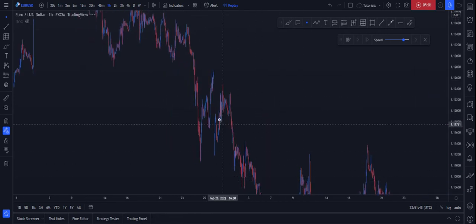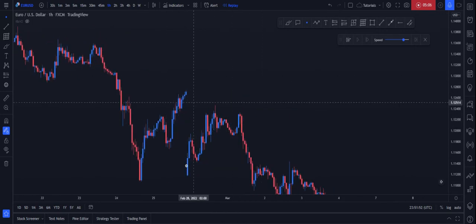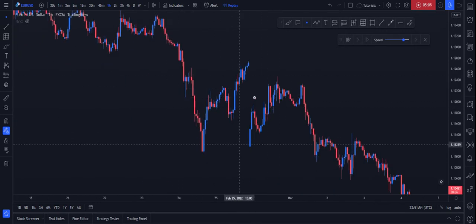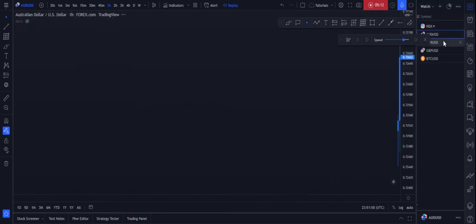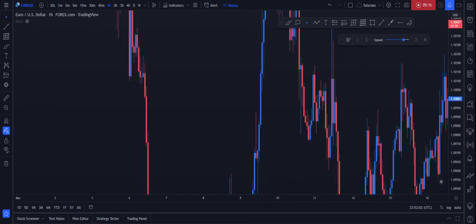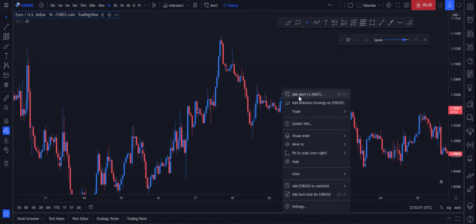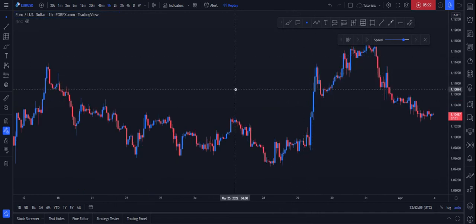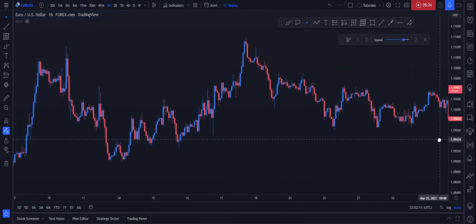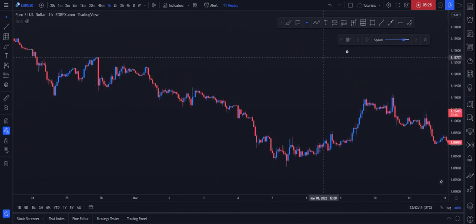Yes, so you see there's a bit of a gap in this area, right? There's a bit of a gap in this area. Let's go back to the previous one, that is forex.com, right? And let's go back to our current charts. And where are we?